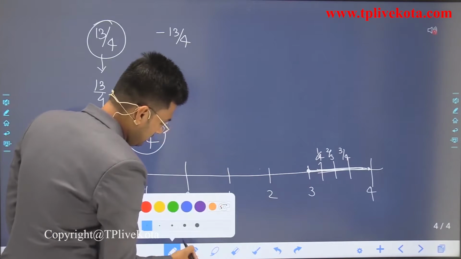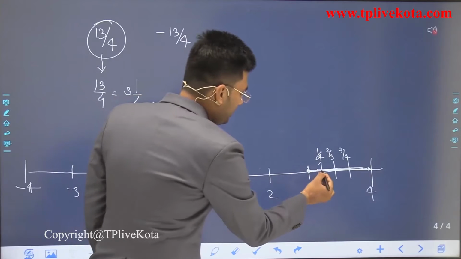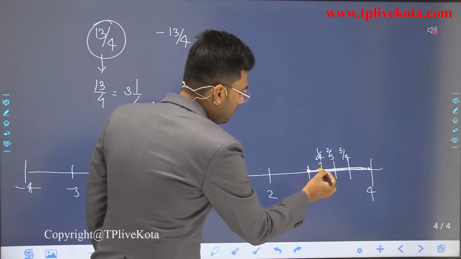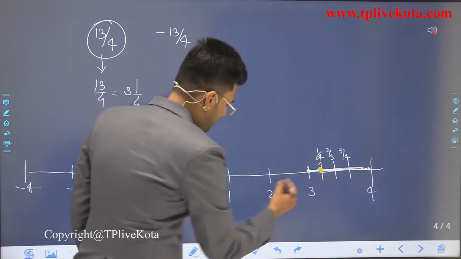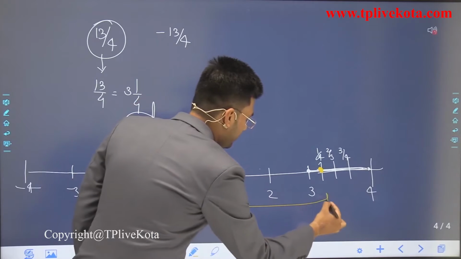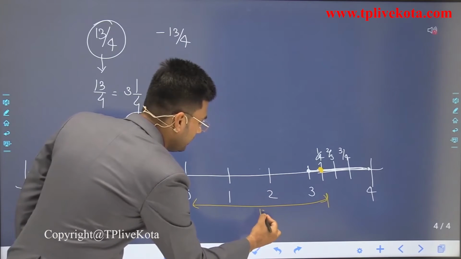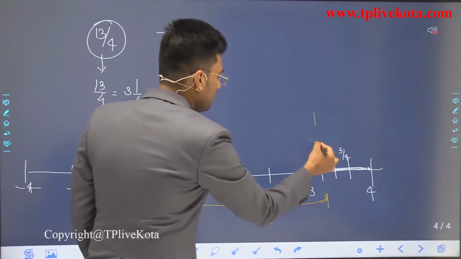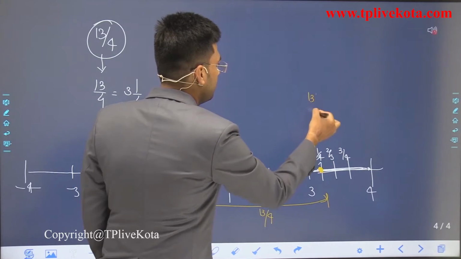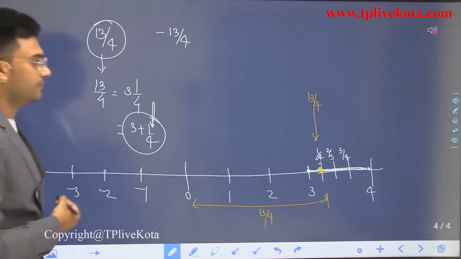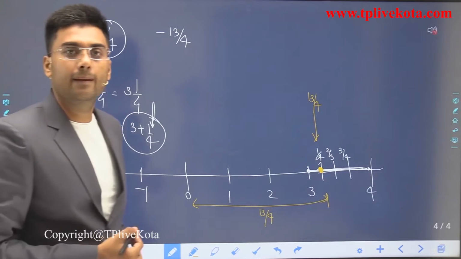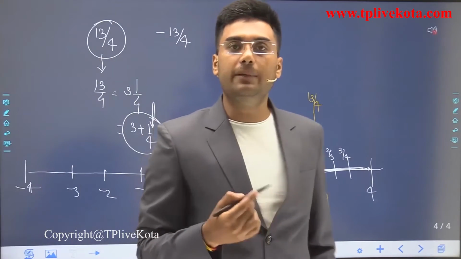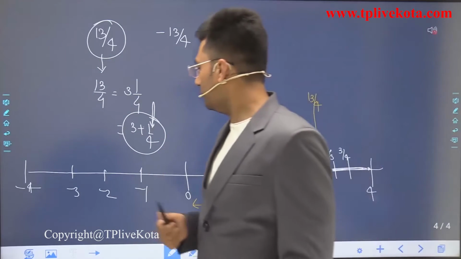So this point, this distance or this point is what it is, 13 by 4. So here this point is 13 by 4. Clear? Now we have to represent minus 13 by 4.